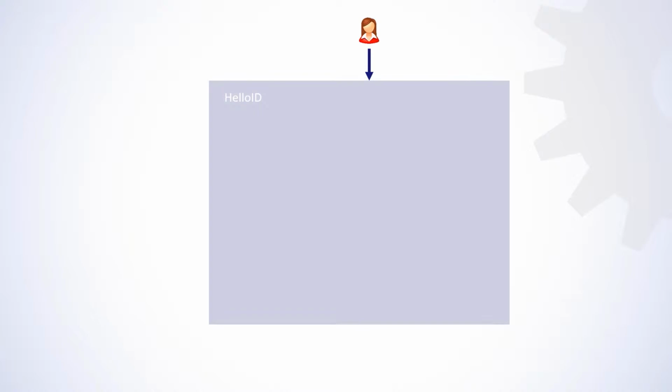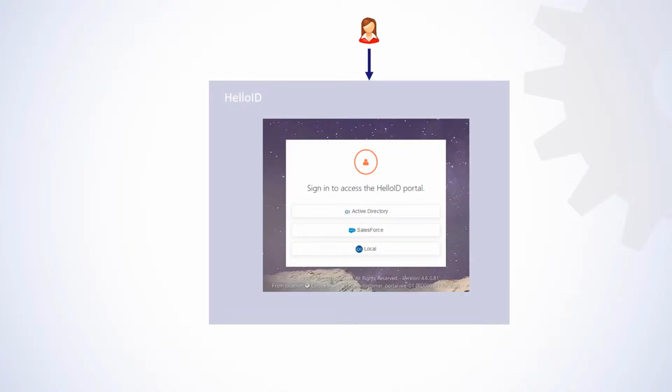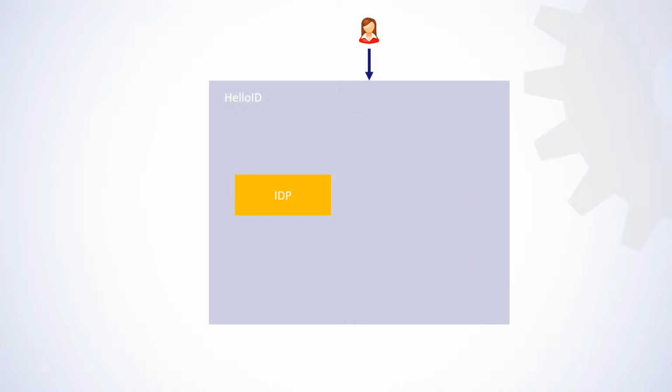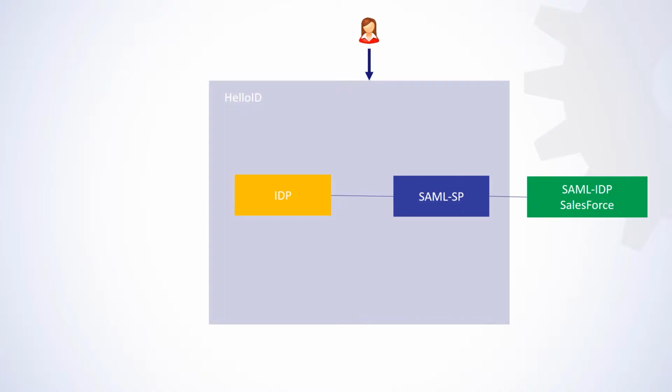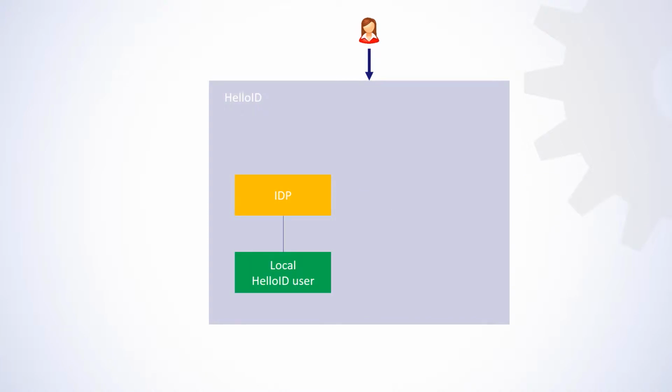A user wants to gain access to HelloID, so they go to the portal and identify themselves. Now, there are many ways the identification can be set up in HelloID. For example, against the Active Directory via the HelloID agent. Another way could be a SAML IDP like Salesforce. And finally, the user could identify themselves against the HelloID local account inside HelloID itself. With a local account, there is no external identity provider.